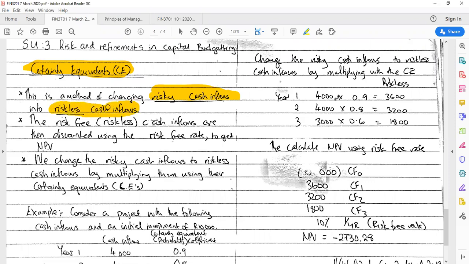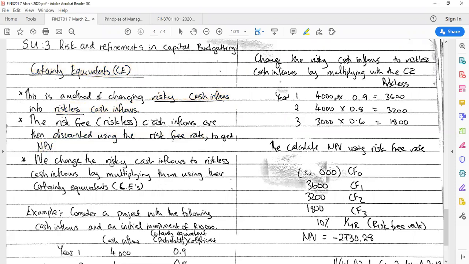So let's say you're receiving cash inflows and they have risk and uncertainty. We can change these into risk-free cash inflows. We can remove the risky part associated with the cash flow. And the way we do this, we change these cash flows to riskless cash inflows, and then we discount them using the risk-free rate to get the NPV.